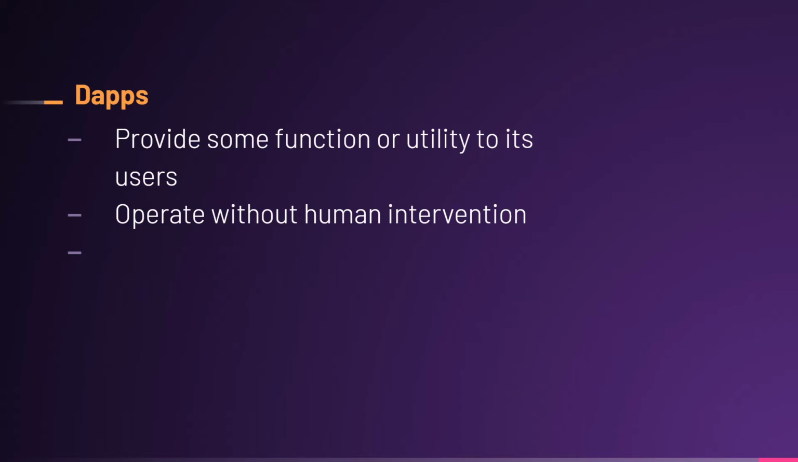dApps: an application that can operate autonomously, typically through the use of smart contracts, that runs on a decentralized computing blockchain system. Like traditional applications, dApps provide some function or utility to its users. However, unlike traditional applications, dApps operate without human intervention at all and are not owned by any one entity, but rather dApps distribute tokens that represent ownership to raise funding. Some of the famous dApps are CryptoKitties, Uniswap, and Chainlink.